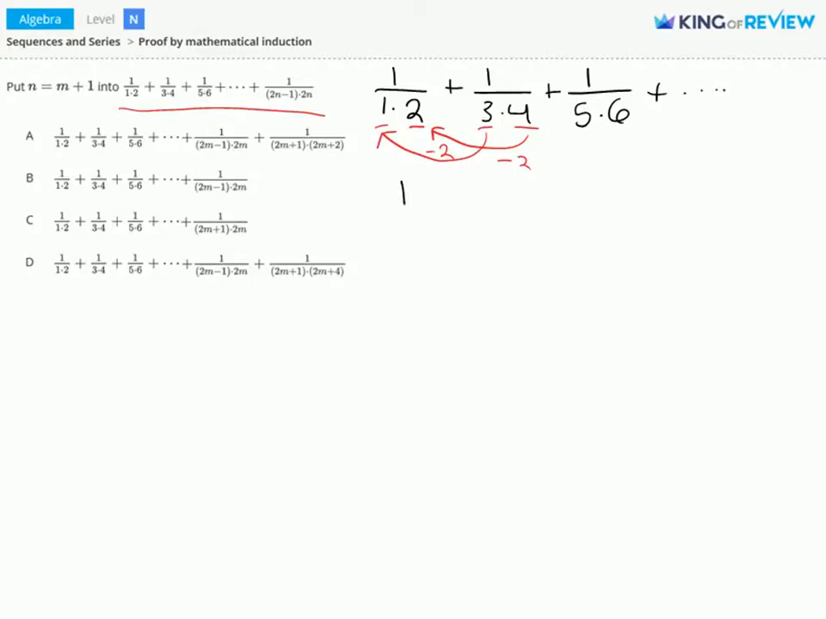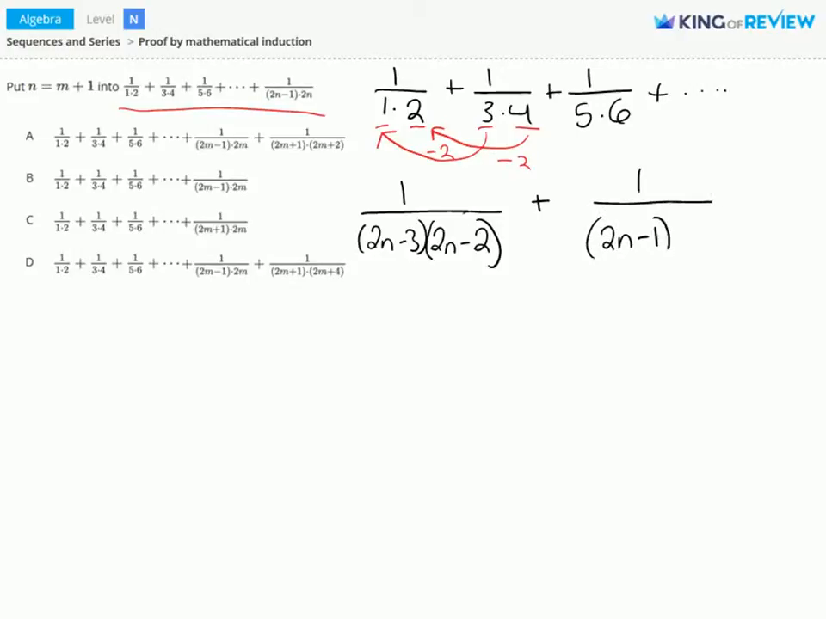This is 1 over 2n minus 3 times 2n minus 2, plus 1 over 2n minus 1 times 2n.